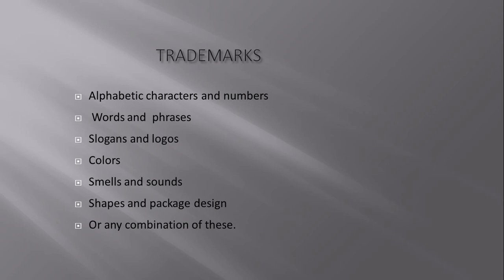Now we want to look at the other arm of intellectual property, which is trademarks. Trademarks protect a wide variety of things that are used to create brands or that are used to create well-known items. So trademarks can be made of a combination of alphabetic characters and numbers, words and phrases. They can be made of smells, they can be made of slogans. A combination of items can be used to create a trademark.